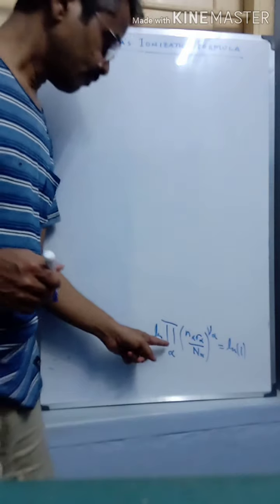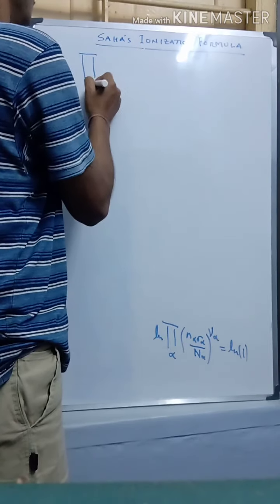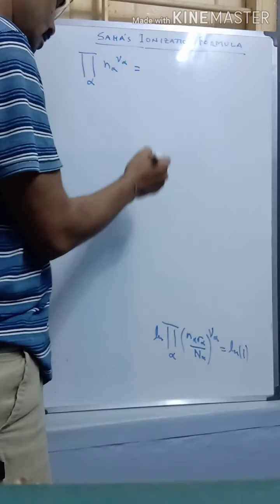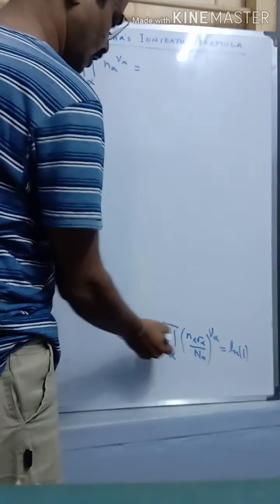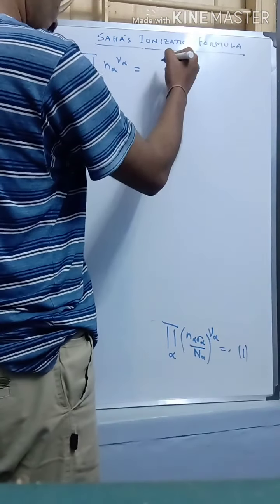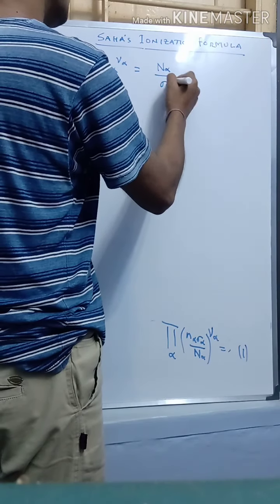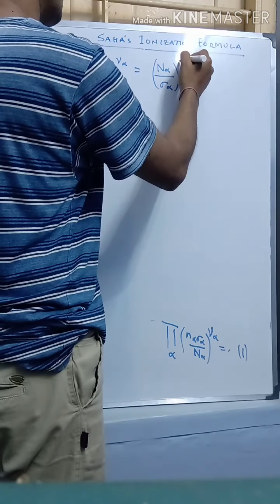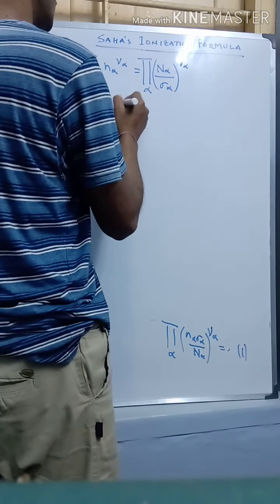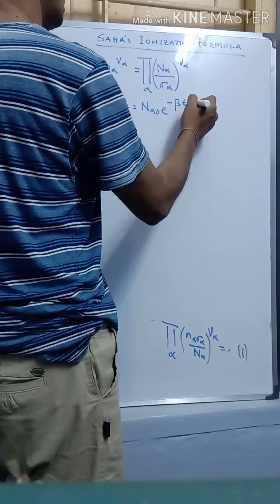So from this equation we can write the product over alpha of n alpha to the power nu alpha to be equal to, if you take logarithm from both sides, this is 1, so that would be equal to the product over alpha of n alpha by sigma alpha to the power nu alpha, and this n alpha is the number which varies as n alpha 0 e to the power minus beta epsilon alpha.